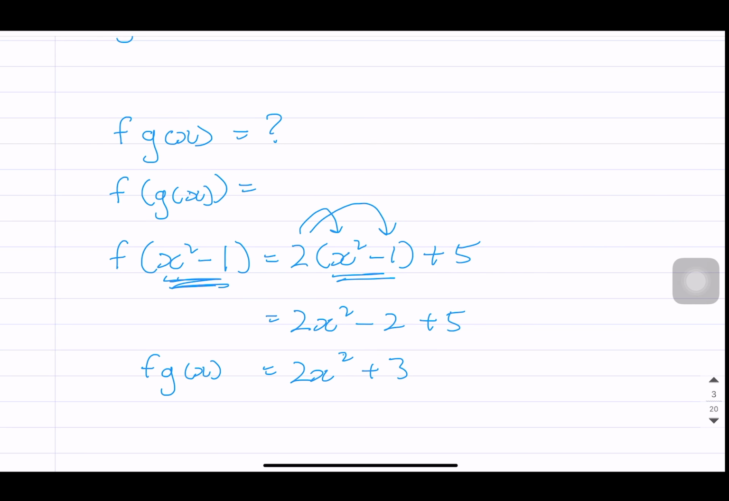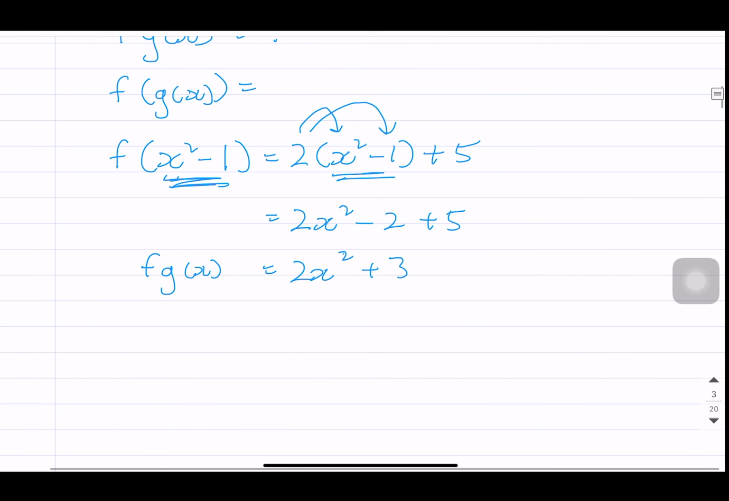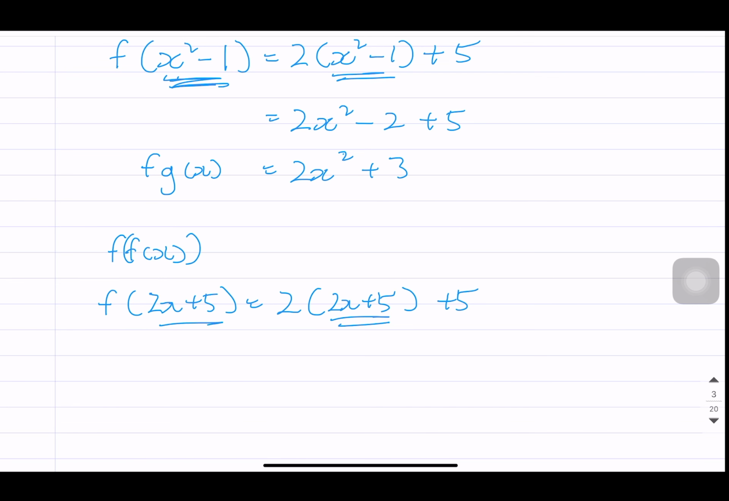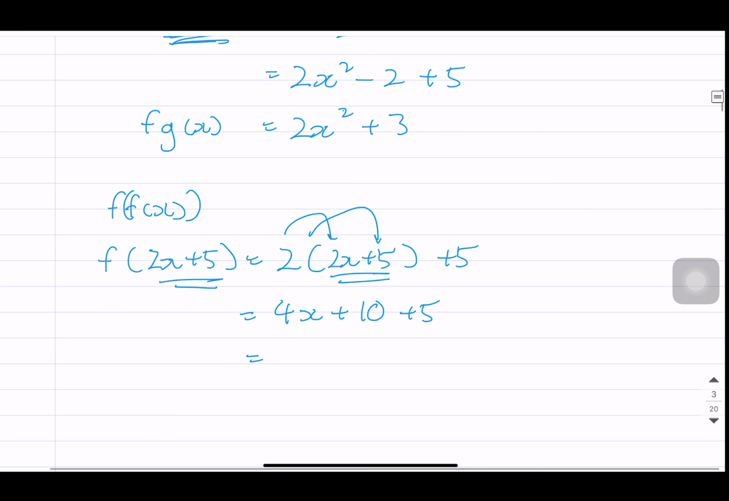Simple, to the point. Now, they can composite it in multiple ways. If you want, you could do f of f of x. Same idea: first add a bracket here. Remember, f of x was 2x plus 5. Now we put that into 2x plus 5, plus 5 again. Note that this is equal to that. Simple expand: 4x plus 10 plus 5. So therefore we get 4x plus 15.